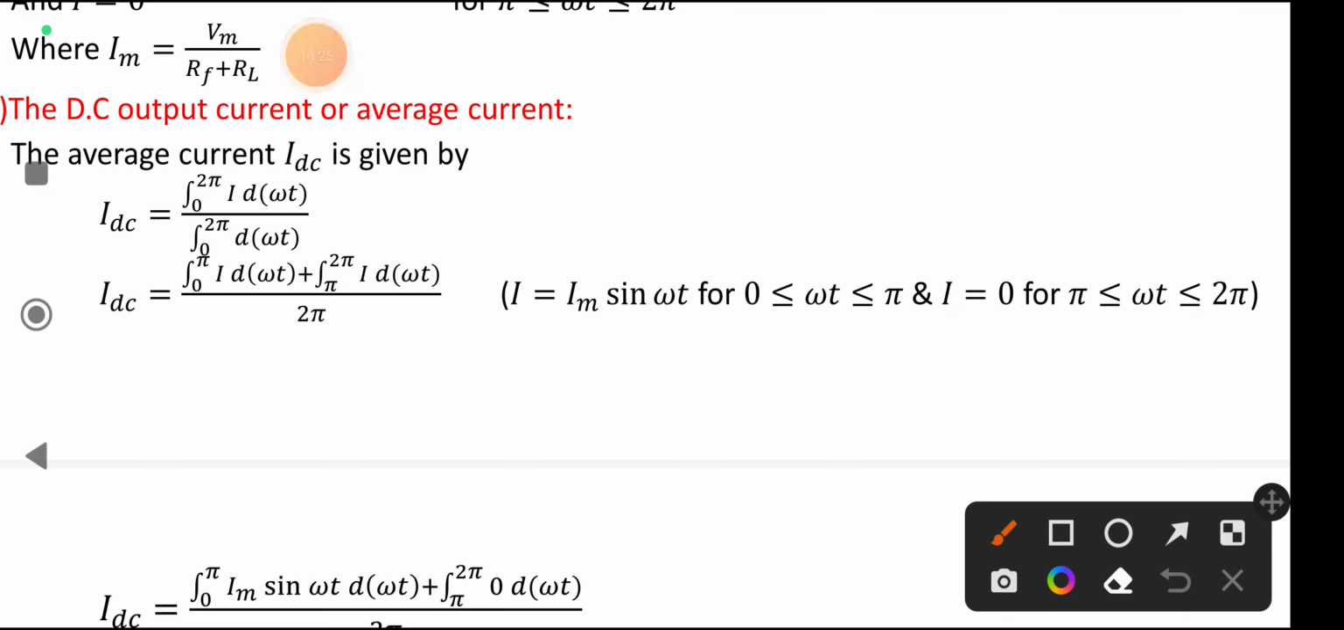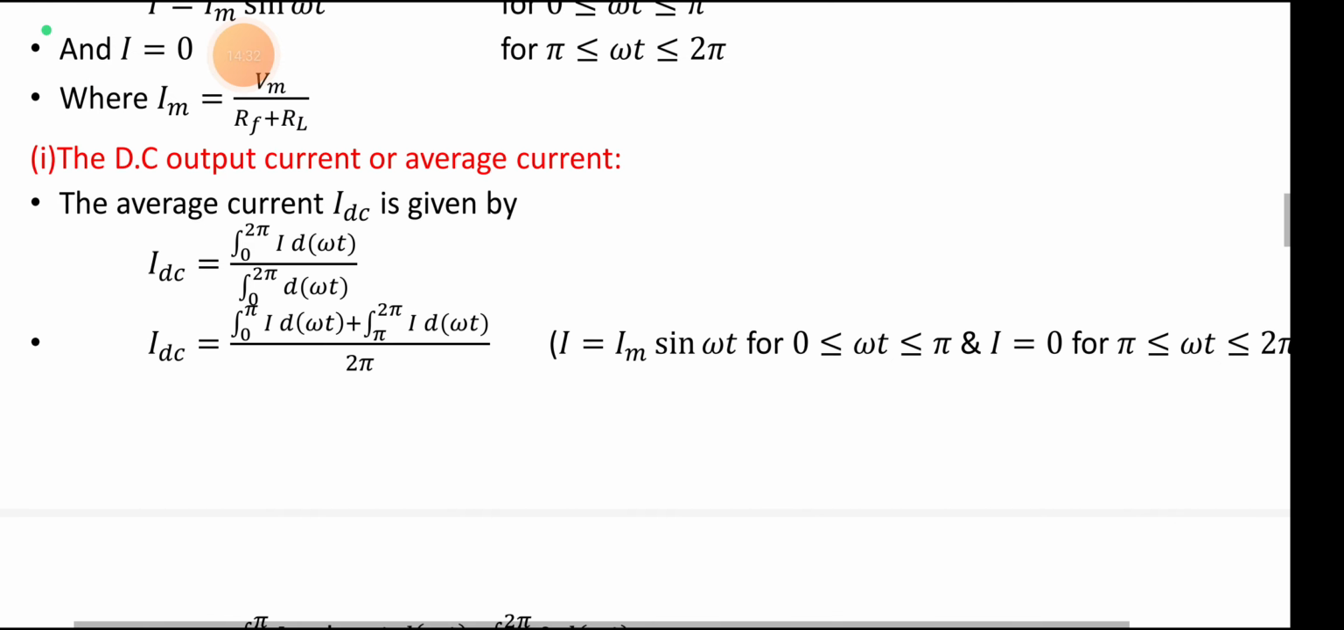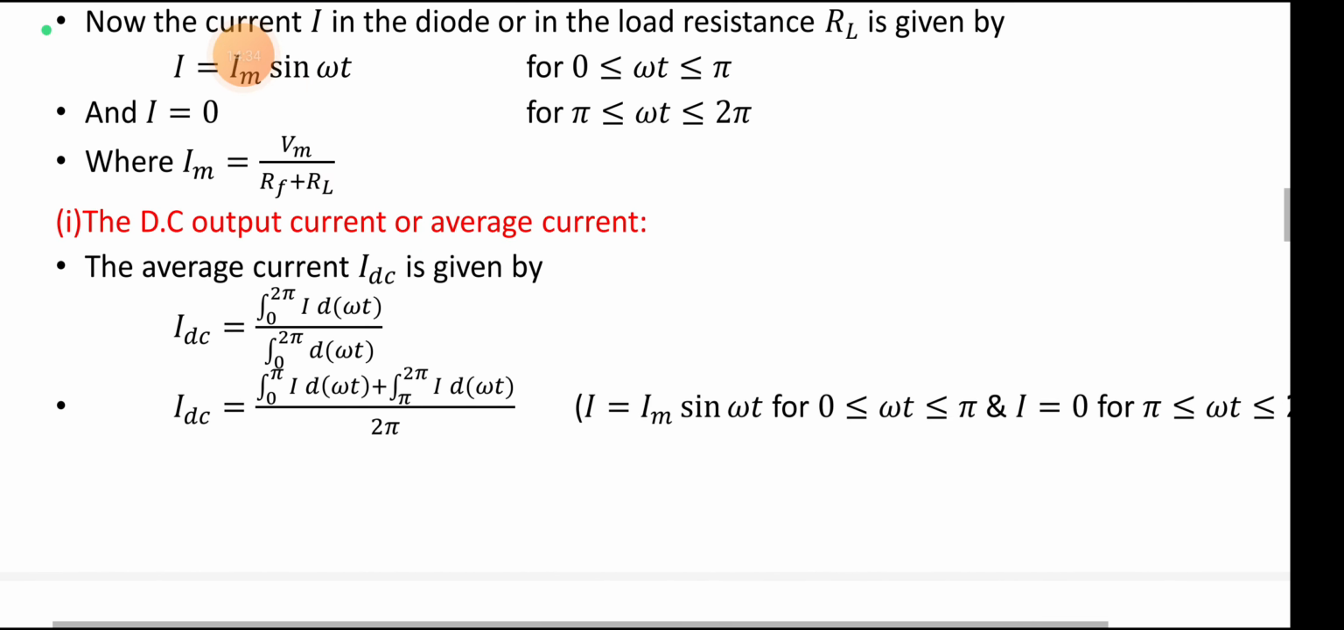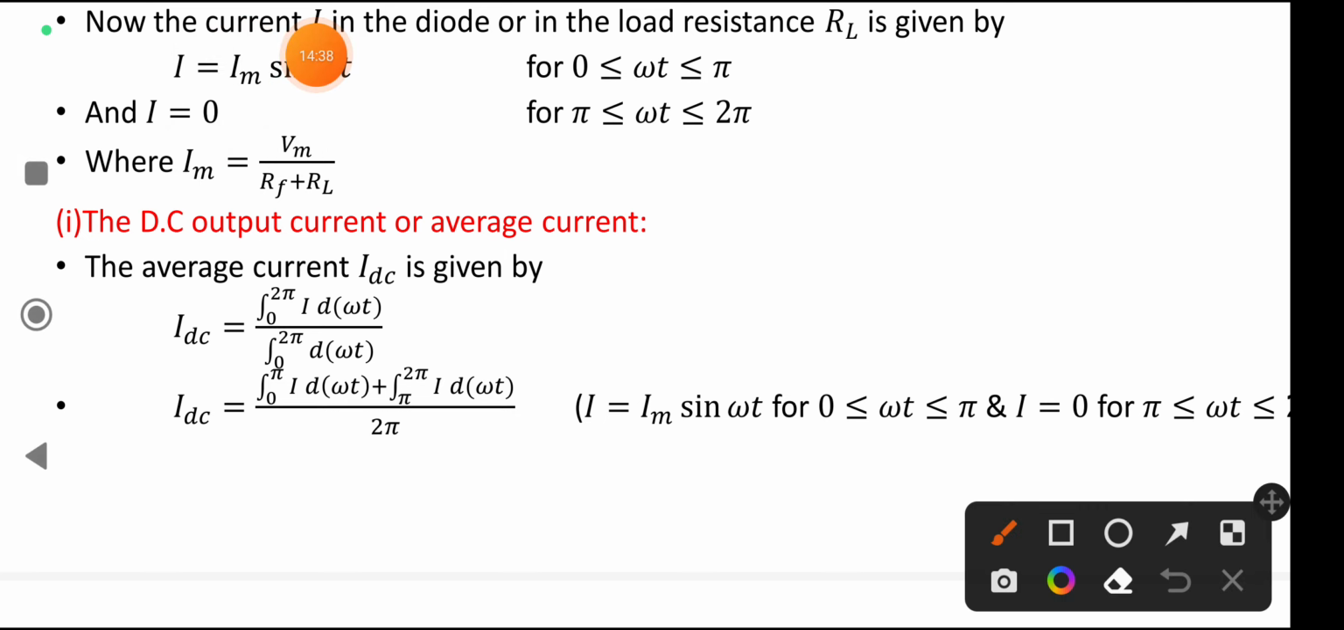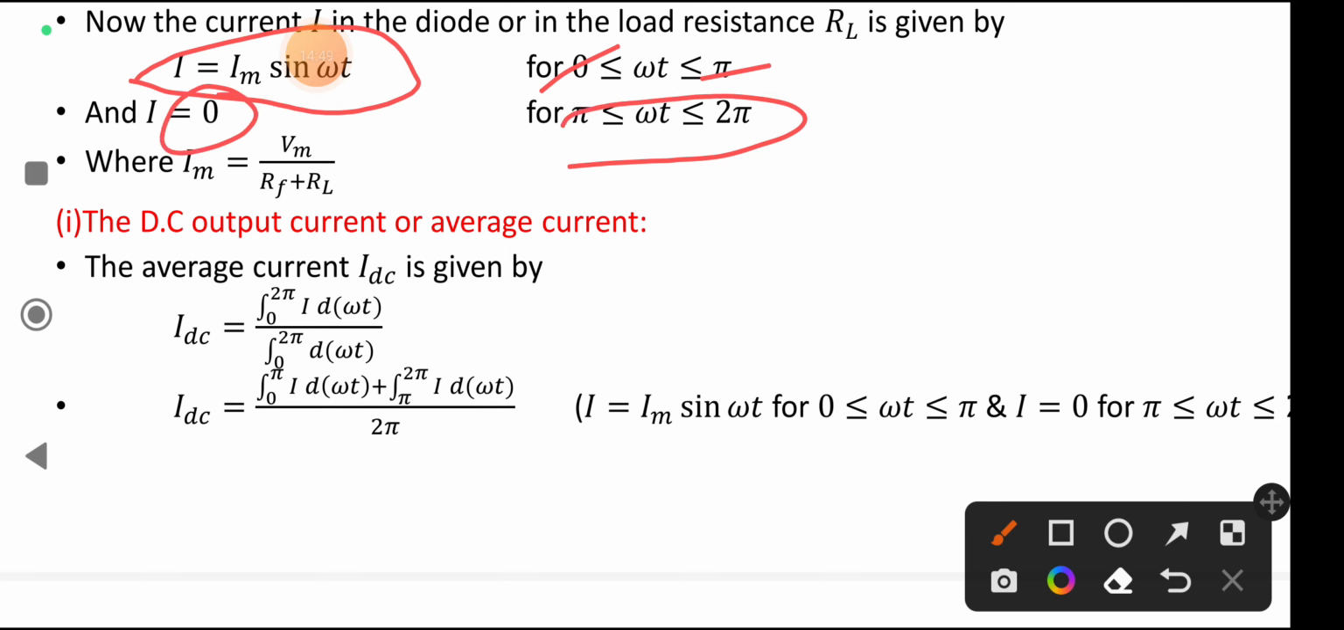Okay, so see here IDC, and the values of current I have just explained above. During 0 to pi a certain value is there, and pi to 2 pi you don't have any value, so no current. So 0 to pi you have the value, and pi to 2 pi you don't.